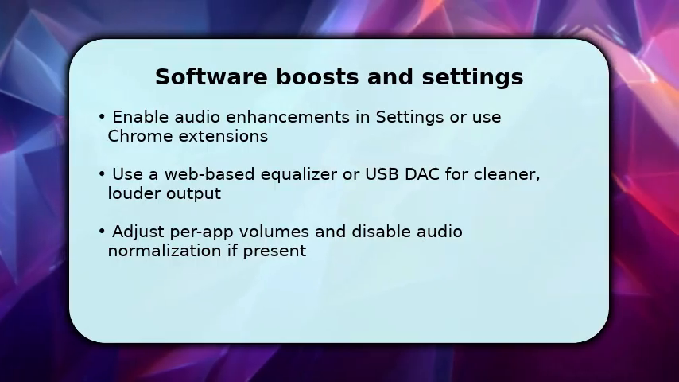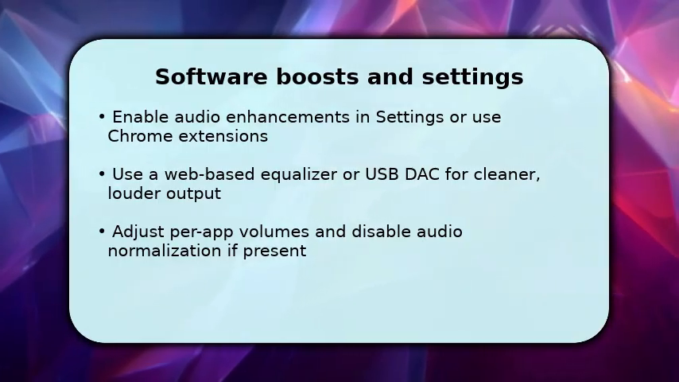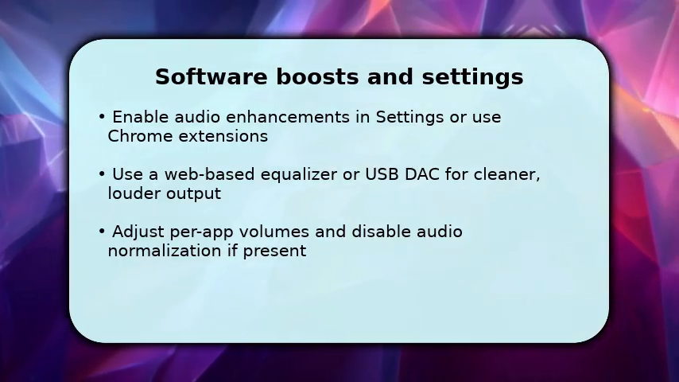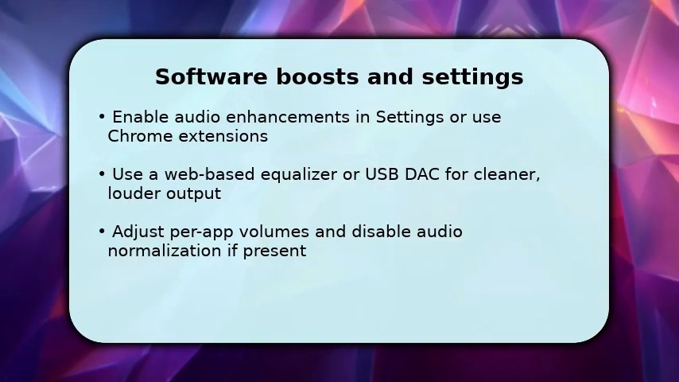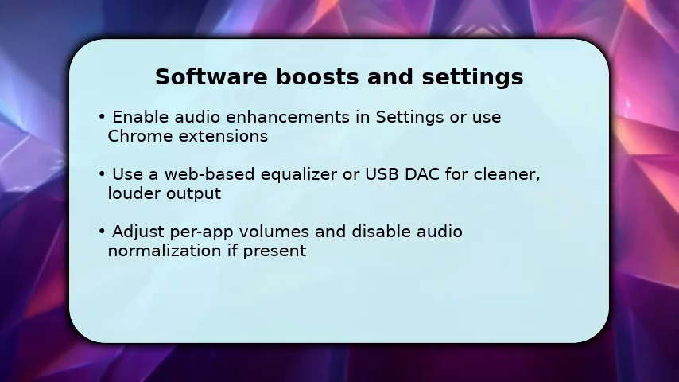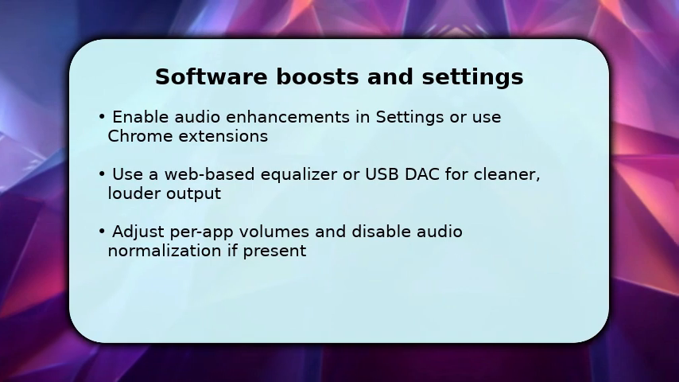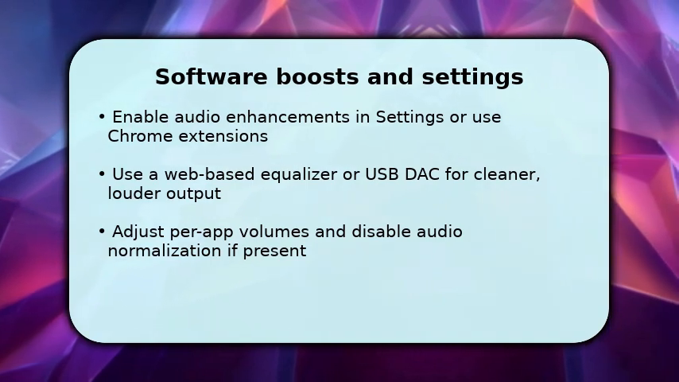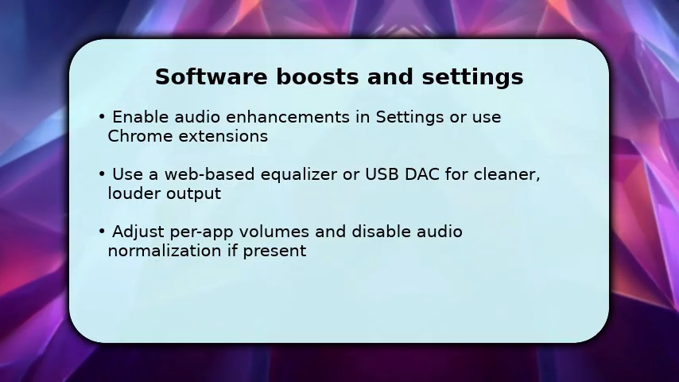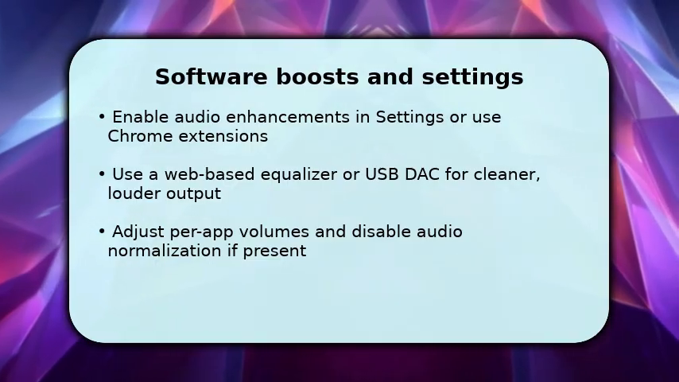If you have a USB DAC or external amp, switch output to it for headroom and crisper peaks. Also inspect per-app volume in Chrome tabs and disable any normalization or limiter features so your boosts aren't automatically reduced. Once comfortable, save presets for quick recall.